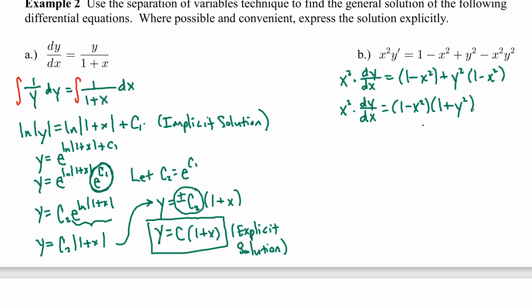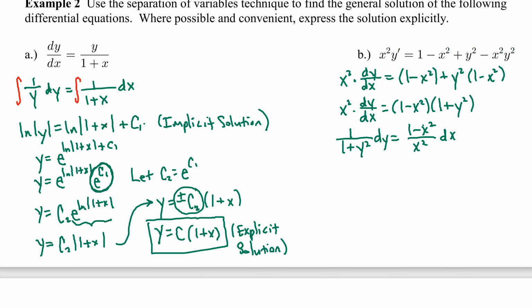Let's see if we can do this all at once. So I'm going to divide both sides by the factor 1 plus y squared, so we're going to get 1 plus y squared on the left, and I'm going to keep the dy term on this side. I'm going to leave the 1 minus x squared factor over here, but we need to divide both sides by x squared and multiply both sides by dx. So we have successfully separated variables.